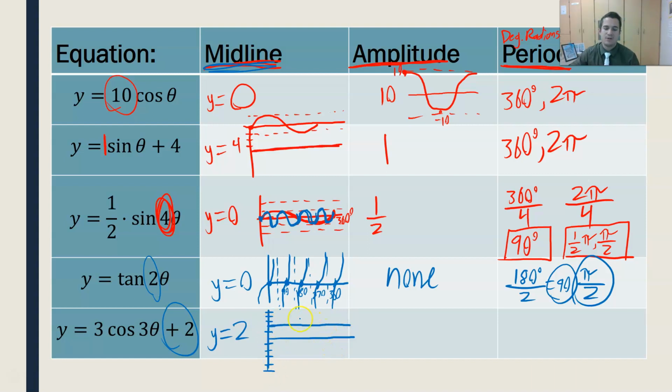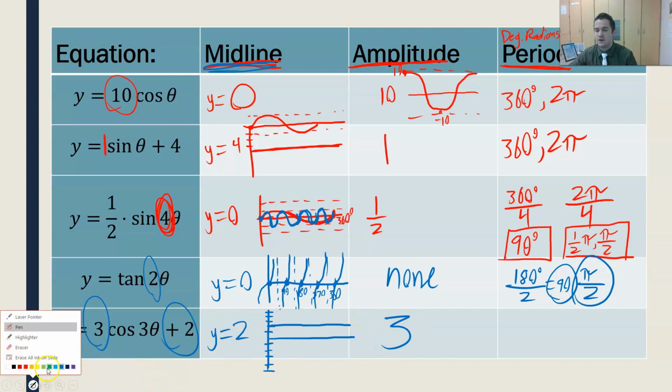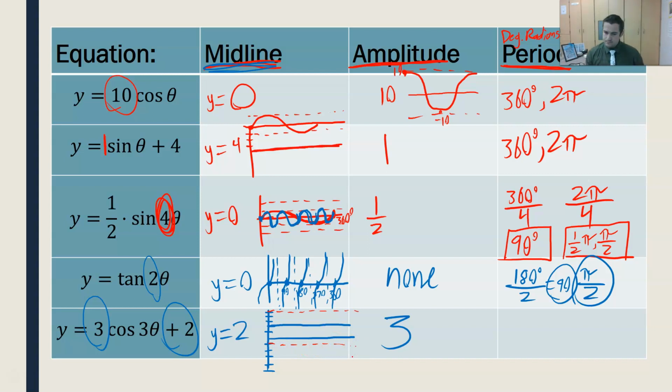Do I have an amplitude shift? Yes, my amplitude is going to be 3. That number that's multiplied in front changes the amplitude, so it's going to be 3. So I'm going to go 3 above and 3 below that midline. And do I have a period shift? Yes, I have cosine of 3 times theta, 3 theta.